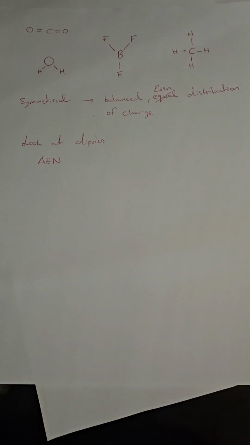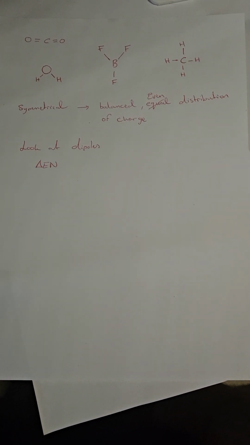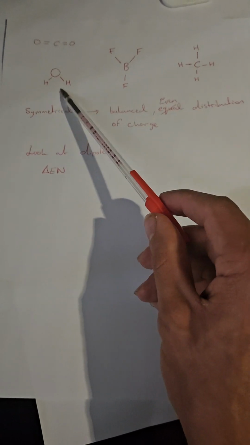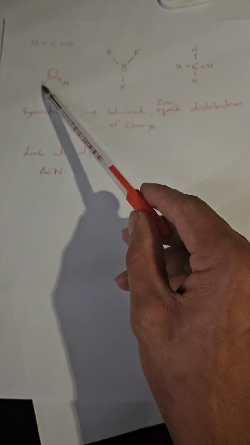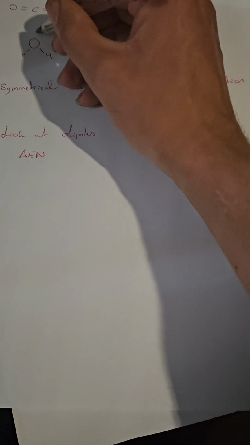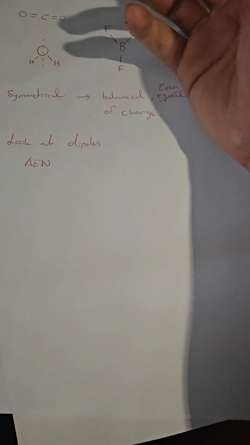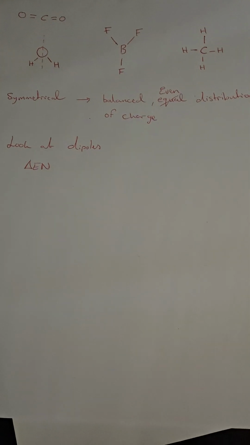Okay, so I got a question of how to determine if a molecule is polar, and how can I say water is not symmetrical, right? So if an H2O molecule, why do I say it's non-symmetrical if I can draw a pretty little line down here and it looks the same on the left and the right?